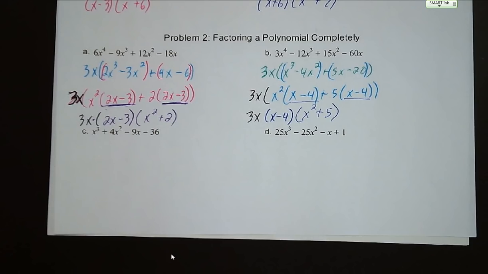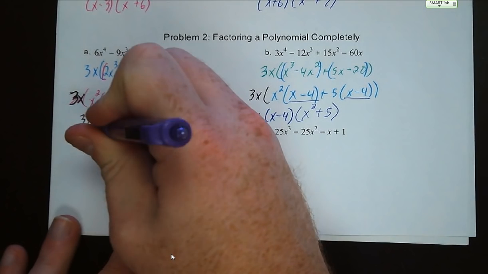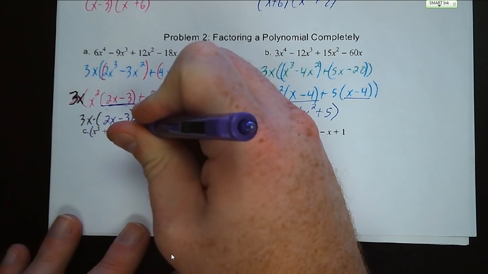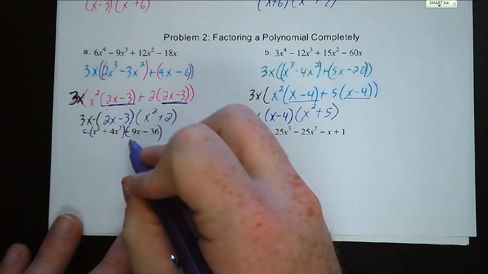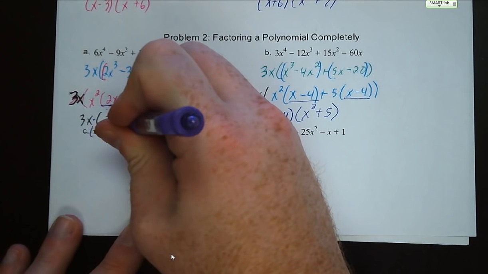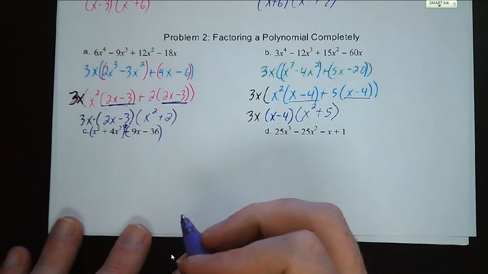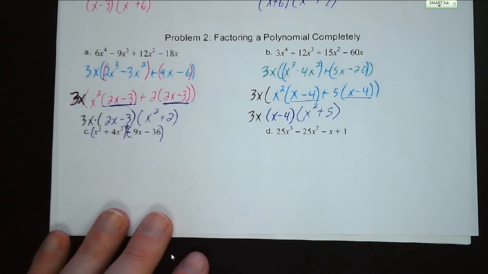So, in letter C, do I have any common factors I can pull out? Doesn't look like it. I've got no x's and everything. My last term's just a 36. The first term doesn't have any coefficient at all, so I can't really factor anything out from that. So we're just going to start with our grouping. And when we have a negative sign like this, I always like to put a little plus in its place. So we're going to add that negative. We're going to add the opposite.